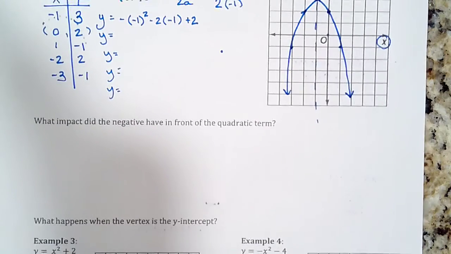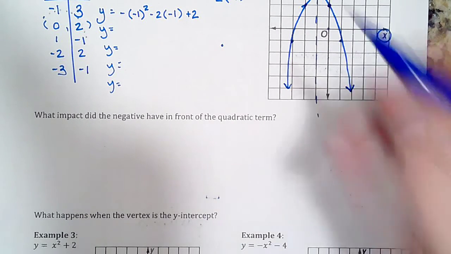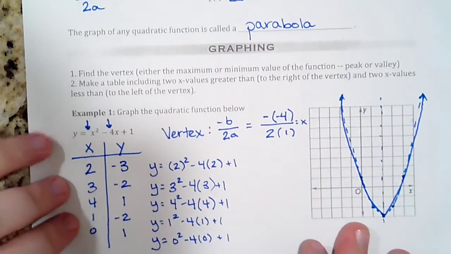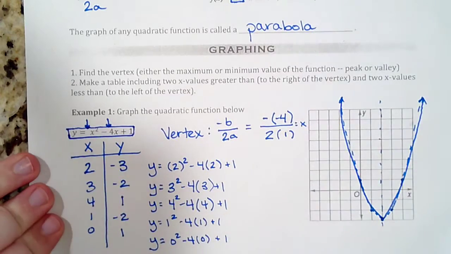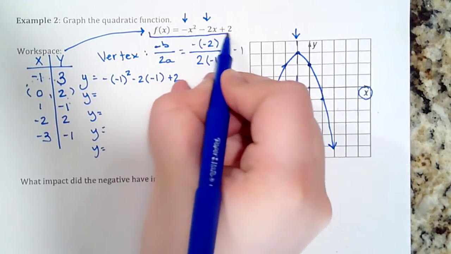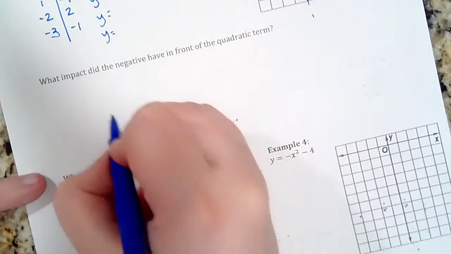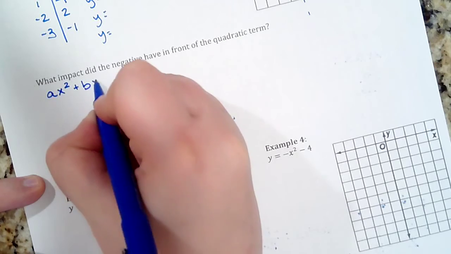So now let's look at this a little bit. Let's look at this in comparison to the last side. What impact did this negative in front of my quadratic have on my graph? You'll notice on this one over here, this was a positive quadratic function. What did the graph look like there versus what did the graph look like here when we had a negative quadratic? Well, a negative out in front of the term, when we have something ax squared plus bx plus c.